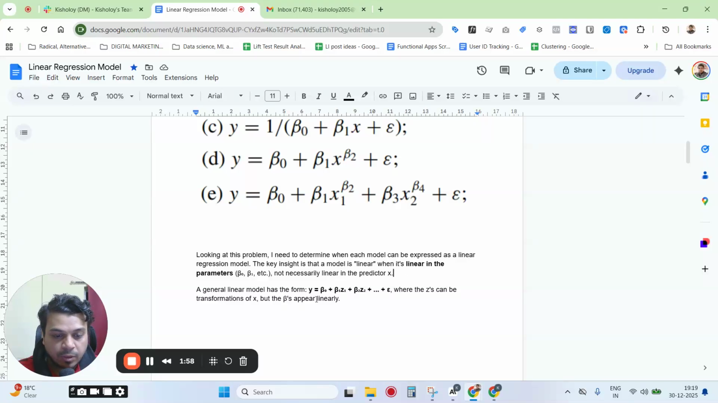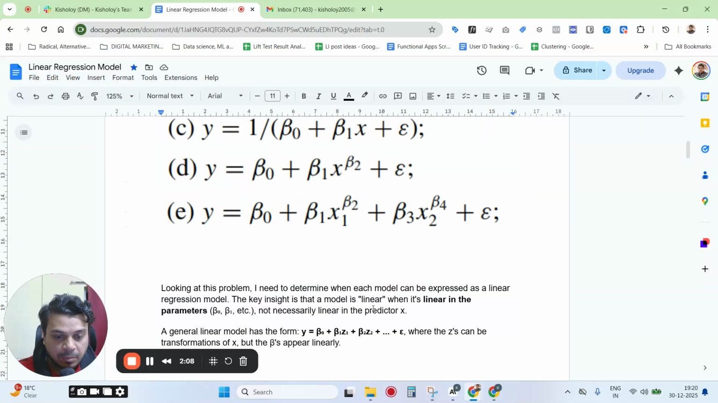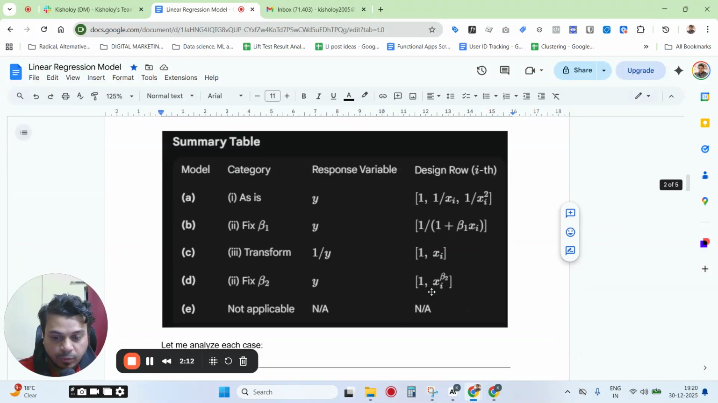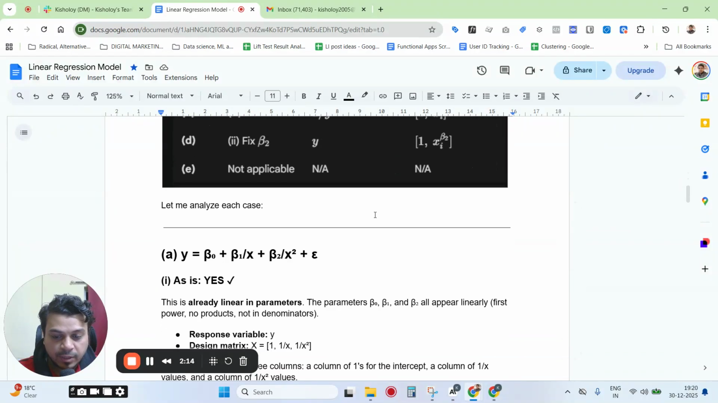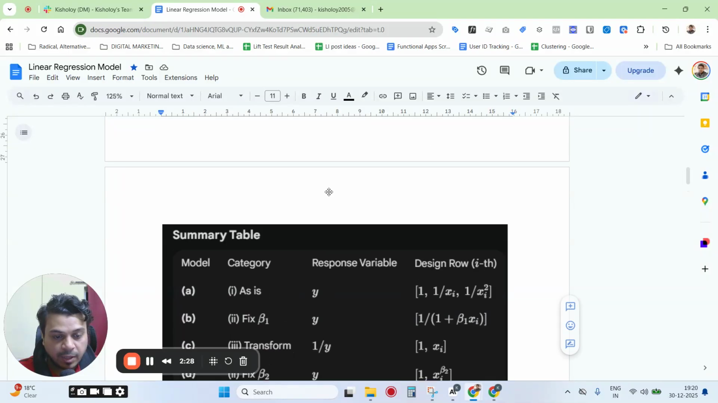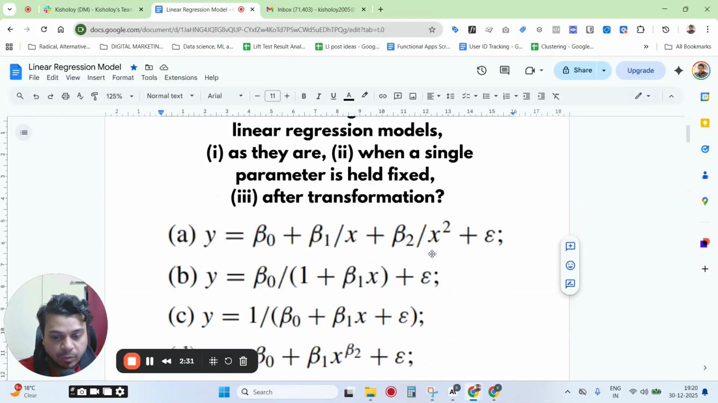That's not important. So this is the general form we all know: y equal to beta 0 plus beta 1 into x1, and so on and so forth. This is the summary output. I'll come back to this later. This is what the question asked for: for each model, whether it can be rewritten or is already in the form of linear regression, and what would be the nature of the response variable. There was another part of the question, which was the design matrix.